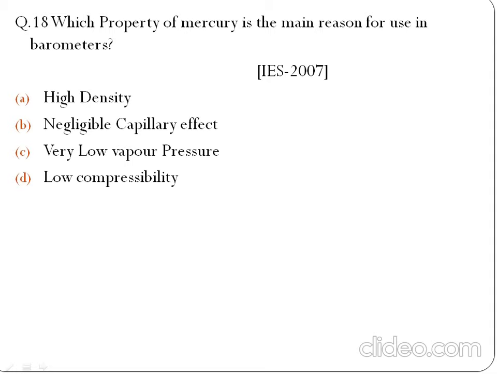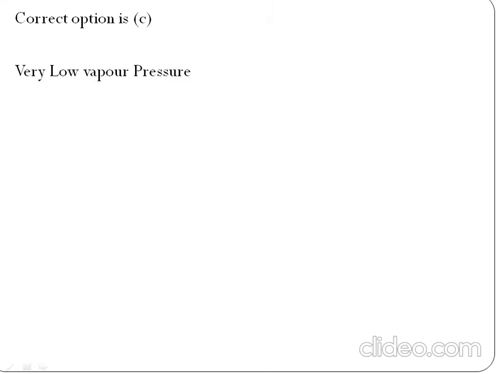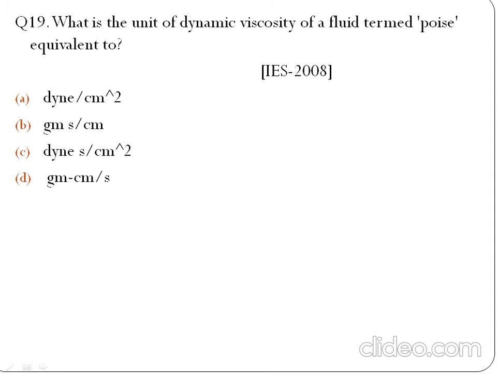Question 19. What is the unit of dynamic viscosity of a fluid? The term poise is equivalent to: option A dyne per centimeter square, option B gram second per centimeter, option C dyne second per centimeter square, option D gram centimeter per second. So the correct option is C, dyne second per centimeter square.